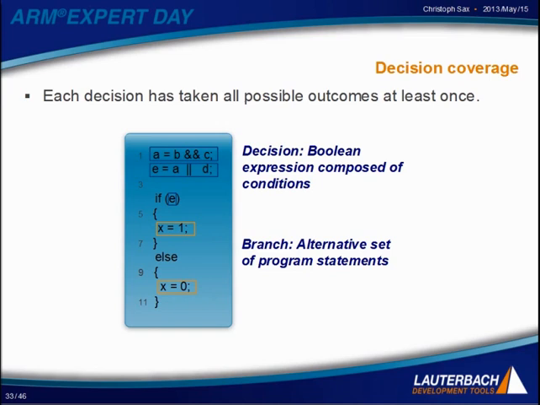Here we have decisions. Decisions consist of conditions and Boolean operators. Here we have the first and here we have the second decision, and this is a condition and a decision at the same time. Branches are basically alternative sets of program statements. This means this decision has 2 branches and this decision has no branches. And that's where the difference between the 2 comes from.